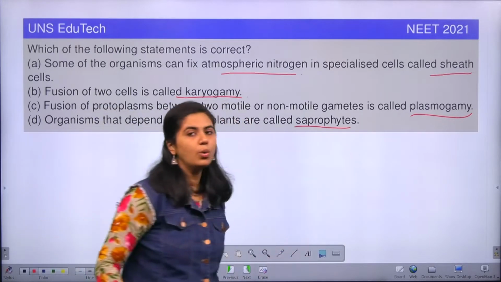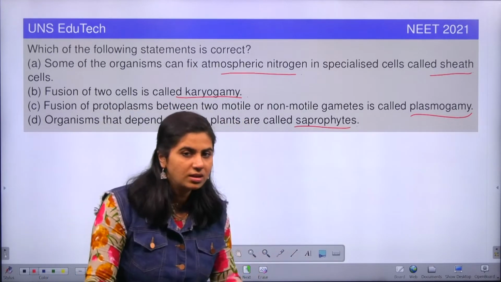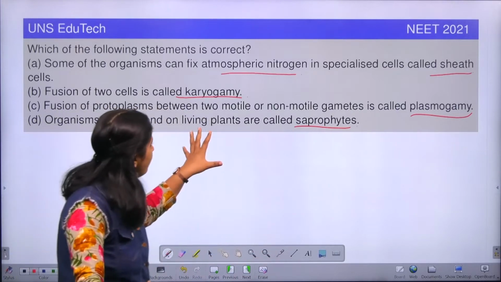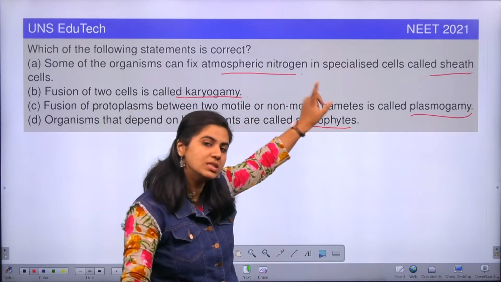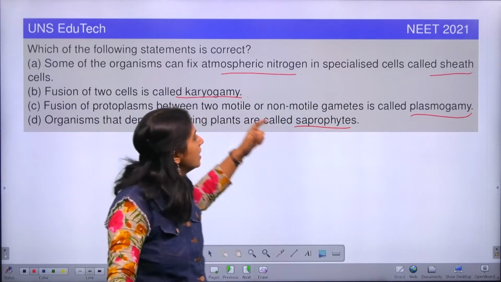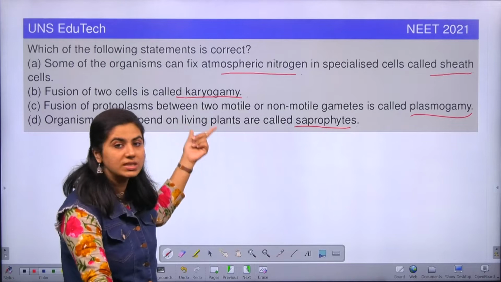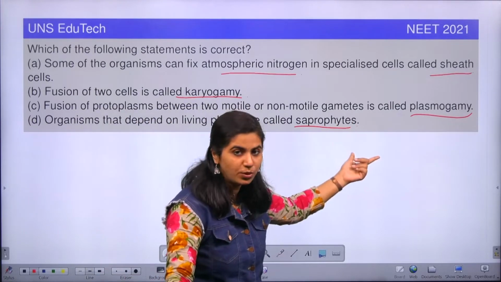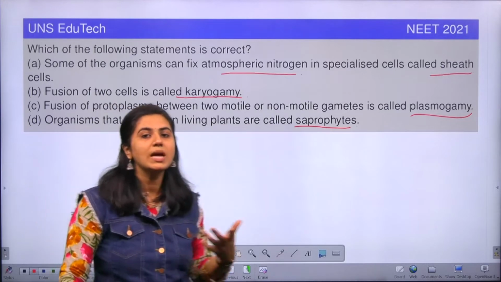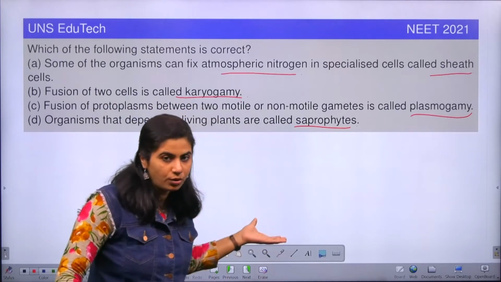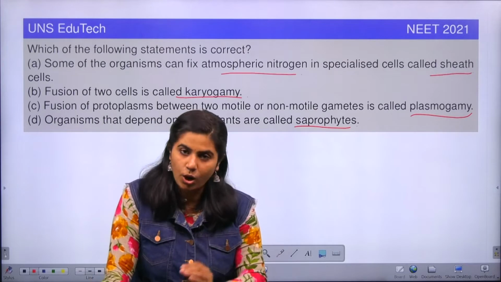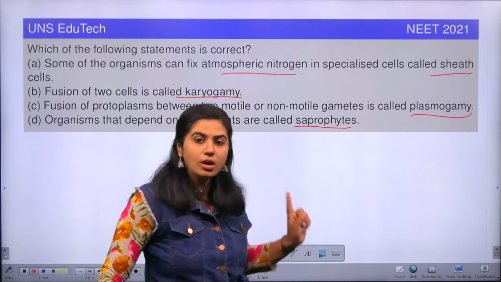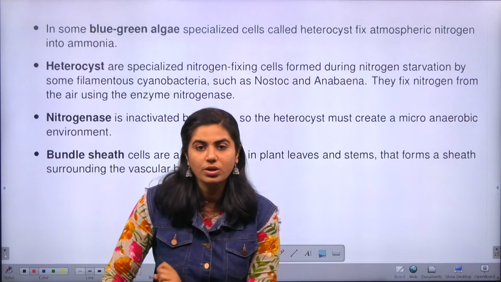So, before going to the answer, let's learn a little about each option. Specifically, we have to know which is the specialized cell, whether it's the sheath cell or some other cell. In the second option we should know what is karyogamy. In the third option we should know what is plasmogamy, and finally what is a saprophyte. If we know all four, we can come to the correct option. So let's see what it is all about.